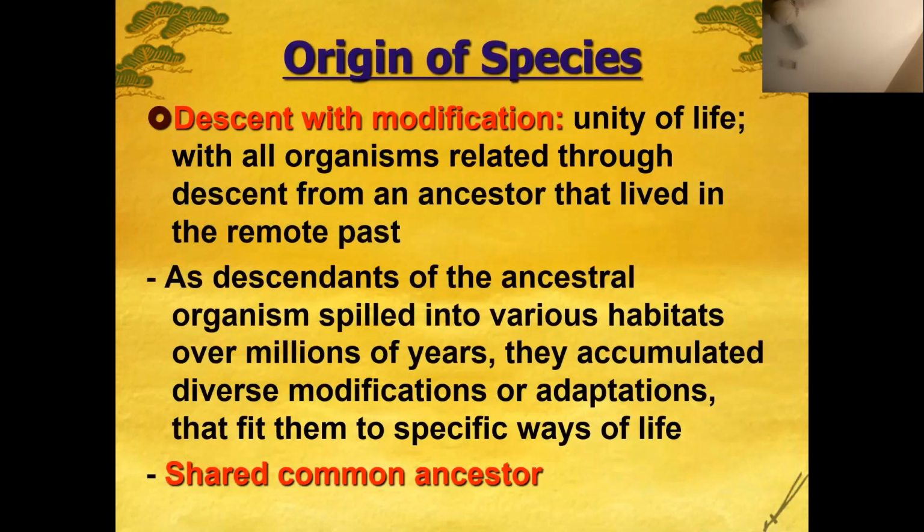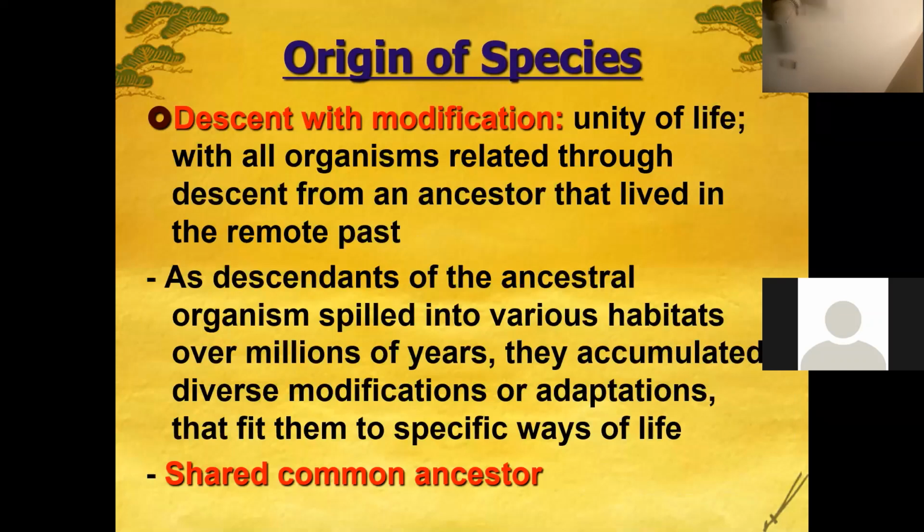Now, the part that people have an issue with is this idea of descent with modification. In there, he puts natural selection, but also this idea that there's unity in life, that all organisms on this planet are related to each other through descent from an ancestor that lived millions, billions of years ago. And as descendants of these ancestral species, as we went into different habitats over millions of years, we started to change slowly over time. We started to accumulate different modifications, different adaptations to these different habitats that helped us fit and be successful. And we started to speciate, become all these different species over billions and millions of years.